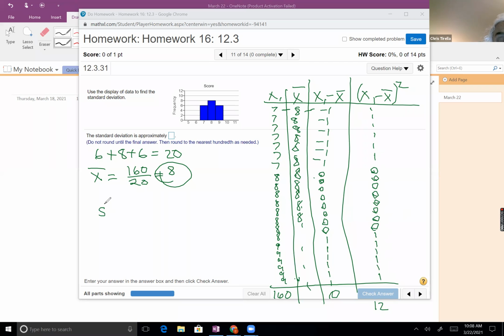Now for my variance, because we originally had 20 values, I'm going to divide by 19. So I'm going to take 12 and divide it by 19, and that gives me 0.63157 and so on. And now for my standard deviation, I'm going to take the square root of that, 12 divided by 19. With my calculator, I'm going to go second x squared, second answer. And so my standard deviation to the nearest 100th is going to be 0.79.